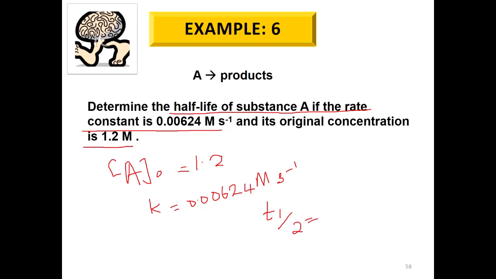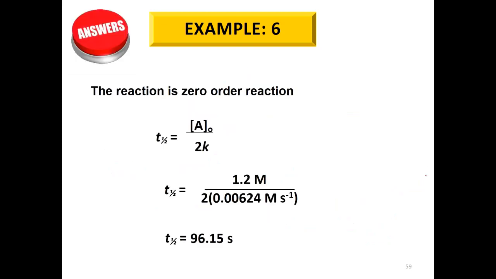T half is A naught over 2k. Then your final answer is 96.15 seconds. This is the final answer for example 6.